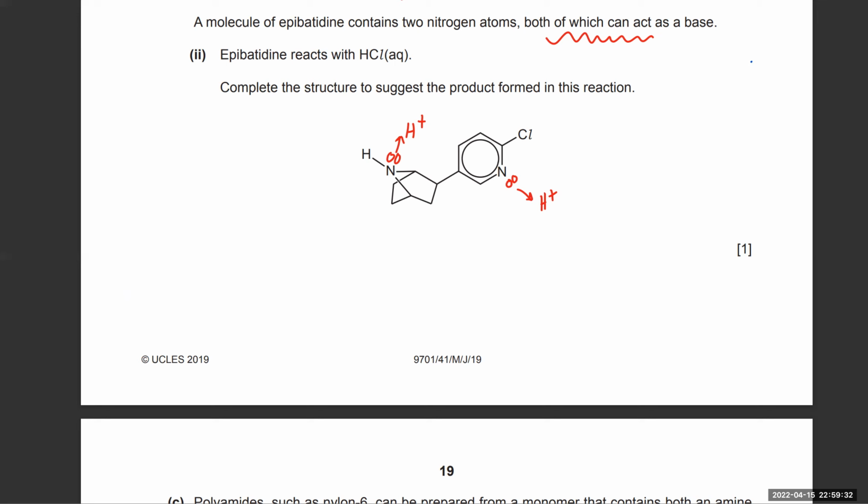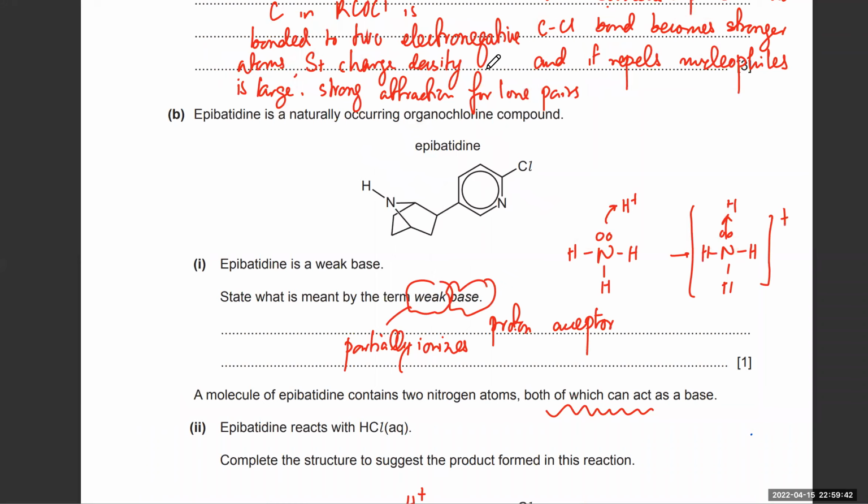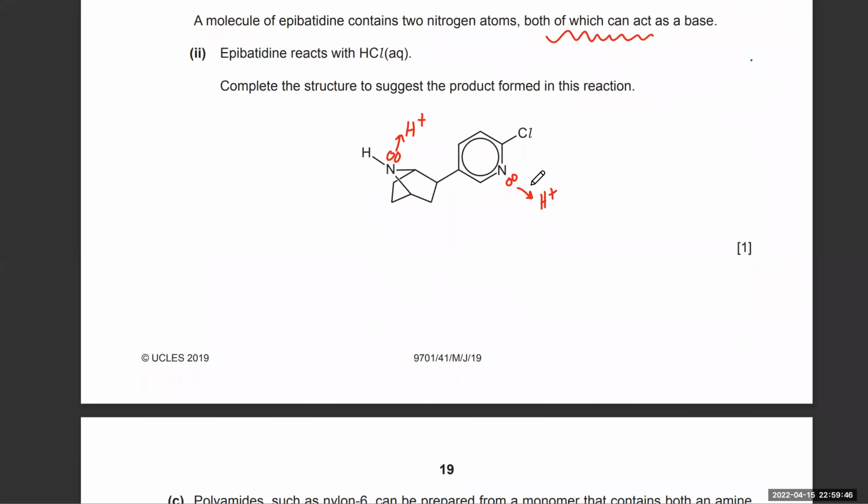So due to a weak base, it accepts only one proton. They didn't say that it's a weak base. Did they say it's a weak base? I said it is a weak base though. But even this is still possibly right, okay? But in the mark scheme, they've only given one. Now I'll explain the reason.